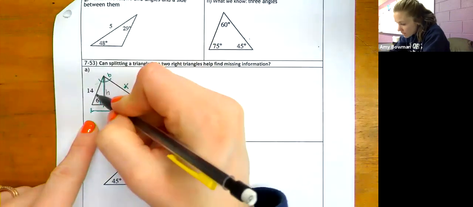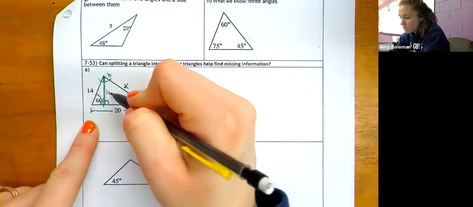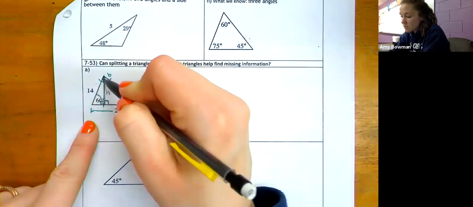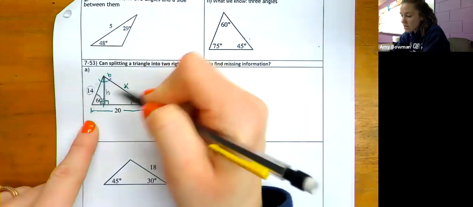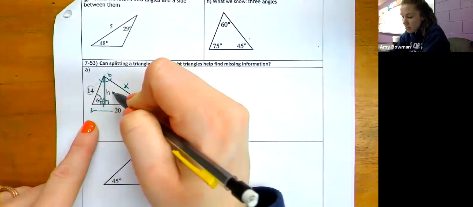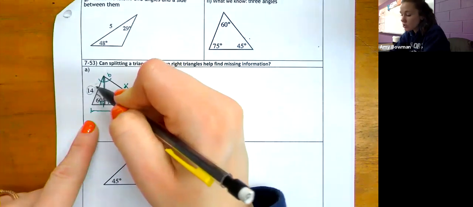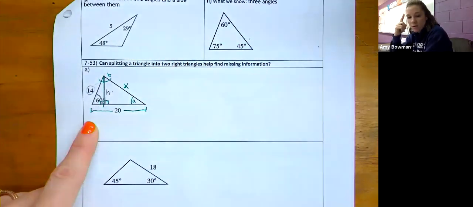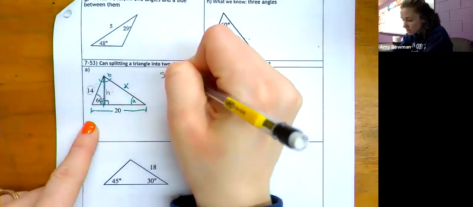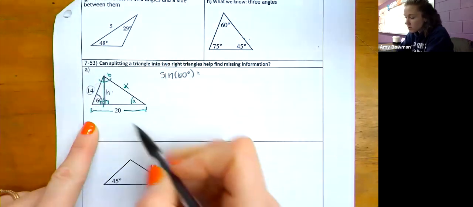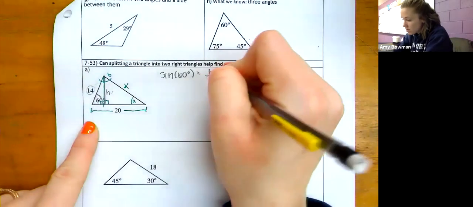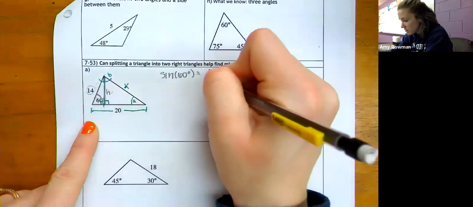Okay, so I want to find this value of H. I have a 60-degree angle. I know the hypotenuse of this smaller right triangle is 14, and I want to know the side opposite. So I want opposite. I have the hypotenuse. So that should hopefully ring a bell for the sine function. So the sine of 60 degrees equals opposite, H, over hypotenuse, 14.